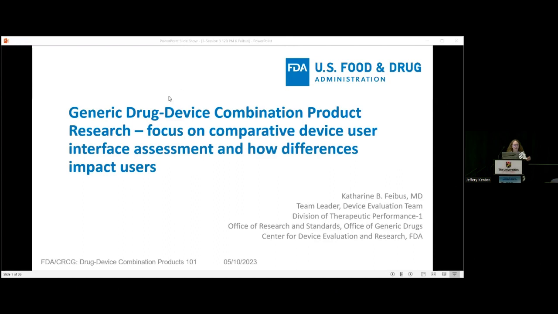Thank you. So while we're waiting for the slides to come up, my talk is going to focus on sharing some information about the research program that is GDUFA funded and what some of our goals are to try to address some of the unmet needs or pain points that we know industry is experiencing. So this talk is on generic drug-device combination product research with a focus on comparative device user interface assessment and how differences impact users.